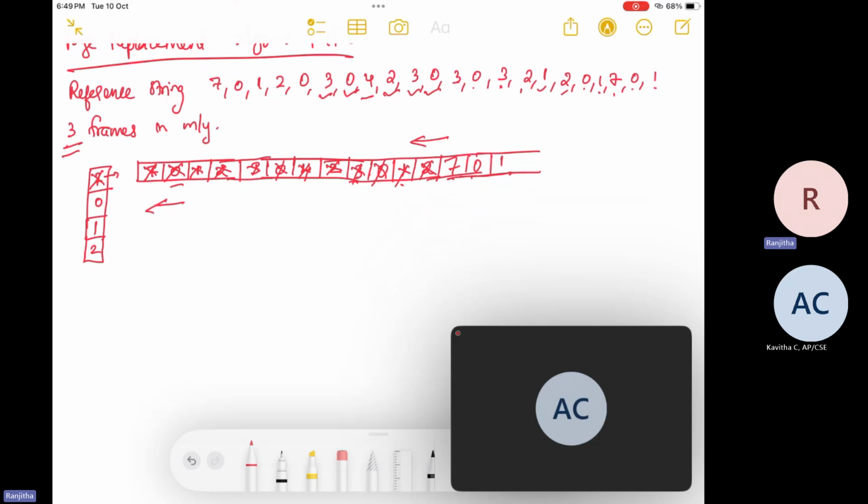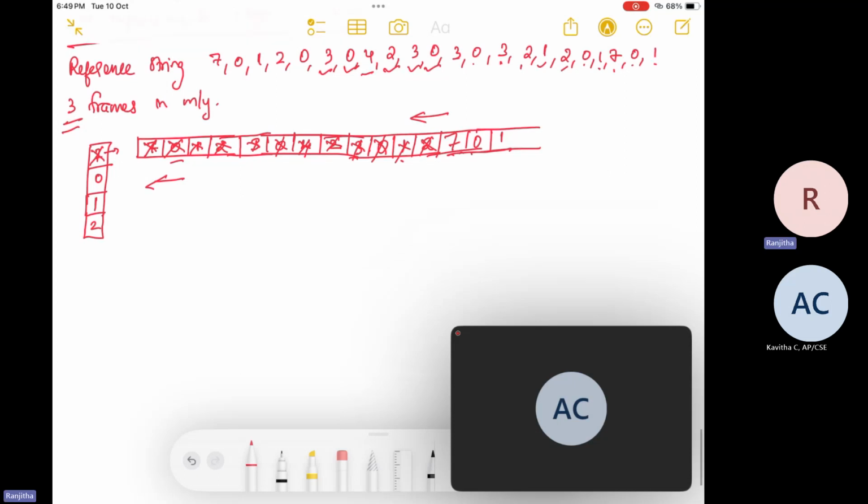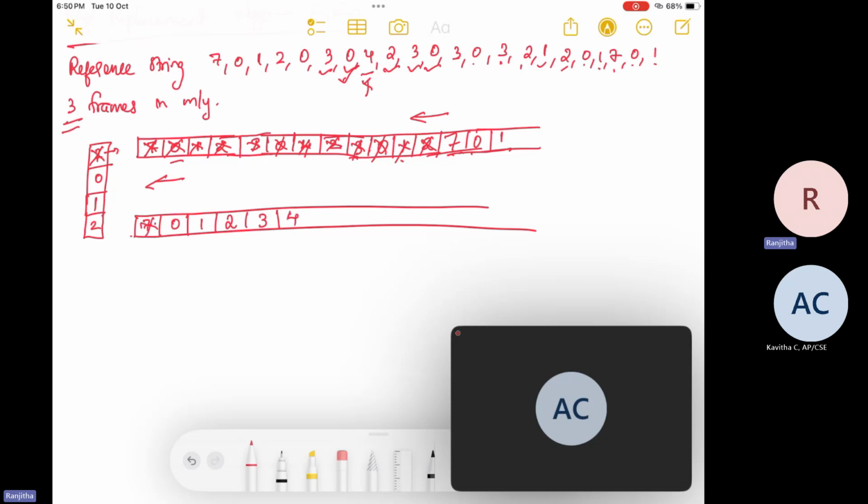So let's see, as an example, if we make it 5, how this particular reference string is going to behave. Okay, so instead of 3, let's have 5. So we will have 7, 0, 1, 2, then 0 is already there, and then 3 is referred. So 7, 0, 1, 2, 3 is there in the memory. Then when 0 is referred, 0 is already there. 4 is referred, 4 is not there. So there will be a page replacement. 7 will be removed and 4 will be brought in.